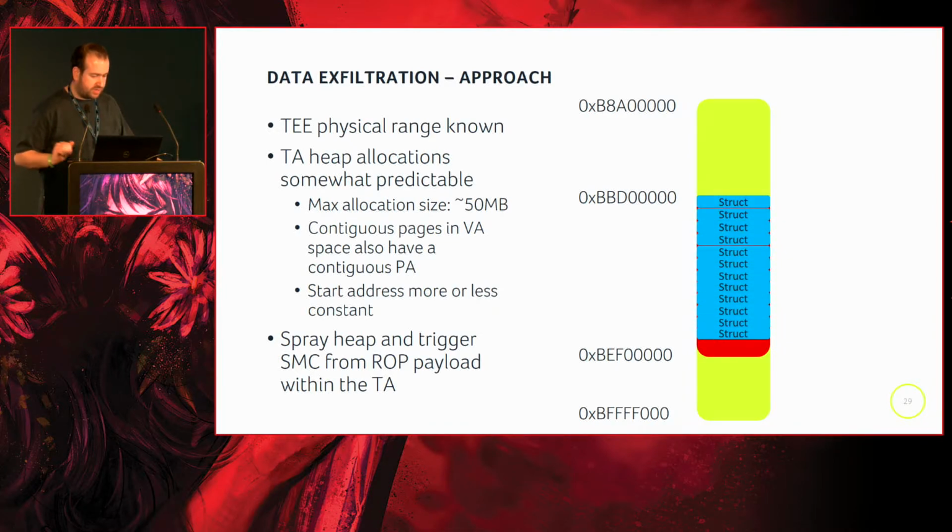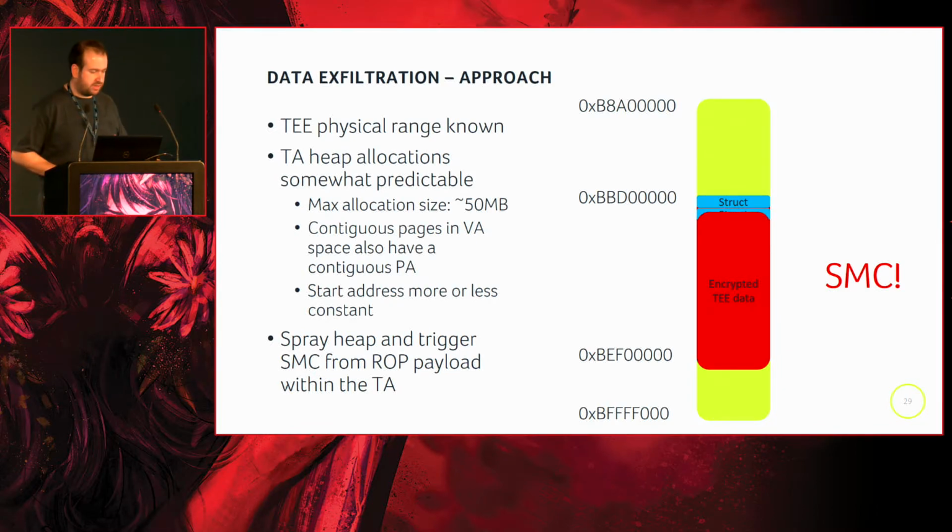And then we'll start filling this space on the heap with a lot of copies of the structure, and all these copies will set a destination address somewhere close to BBD00000, because we know that destination address belongs to the TA, and the source address to other memory areas that are outside the TA memory space. Then we issue the SMC, and then this whole buffer that we allocated will be overwritten with encrypted, extracted TE data that we can decrypt offline. And we tried this approach, it worked.